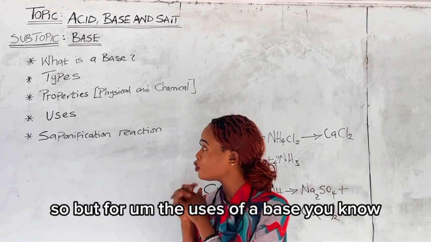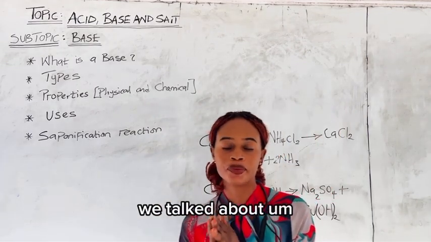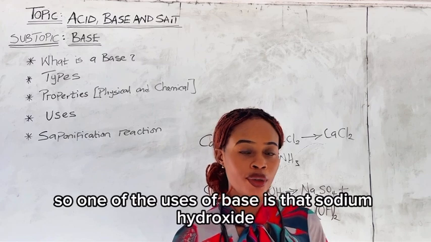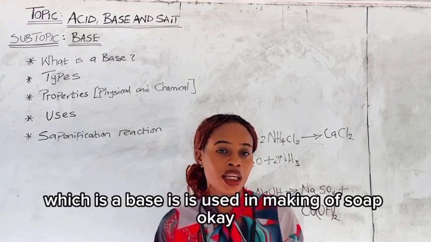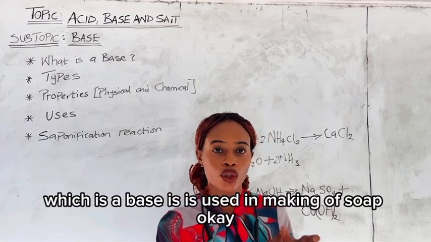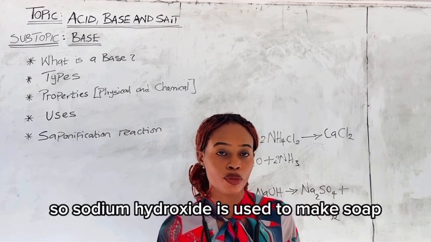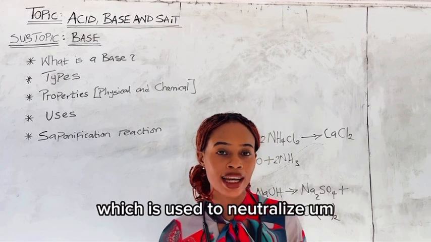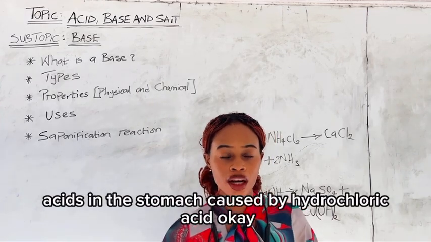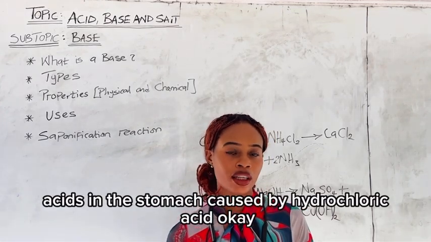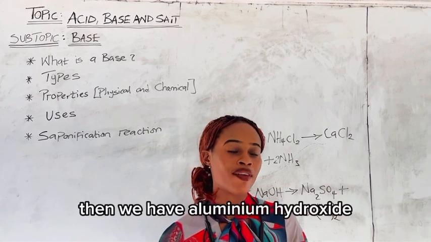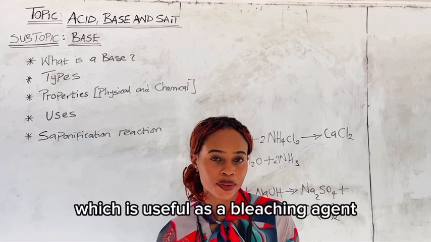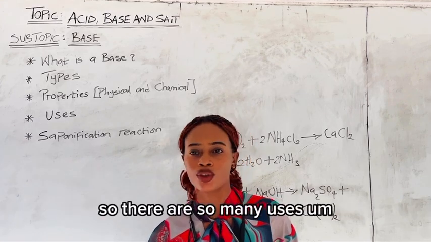Now for the uses of a base, we talked about the slippery feel that base has. One of the uses of base is that sodium hydroxide, which is a base, is used in making soap. Then we also have magnesium hydroxide, which is used to neutralize acids in the stomach caused by hydrochloric acid. Then we have aluminum hydroxide, which is useful as a bleaching agent. So there are so many uses of base.